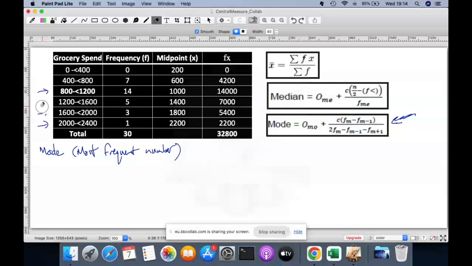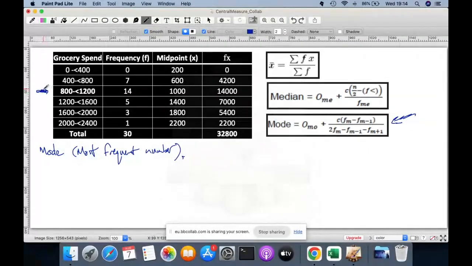Well done. That's the class that has the highest frequency. So that is the modal interval. That's how you identify the modal interval. I'll leave that arrow there because we know that's what we mean by our modal interval. So this is your modal interval here.